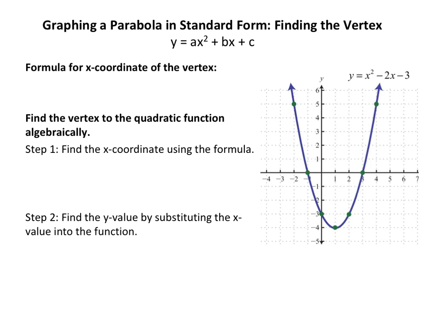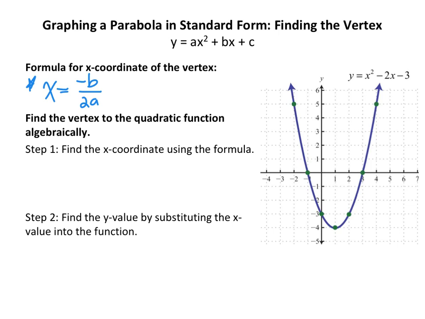Now we're going to go into how to find the vertex if given a quadratic function. So the formula for the coordinate of the vertex stays the same for all quadratic functions in standard form. They're going to follow this formula where x is equal to -b over 2a. This is very important. We're going to use this a lot. So find the vertex of the quadratic function algebraically.